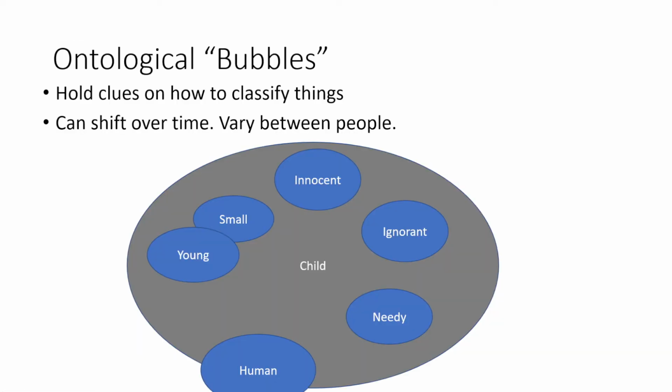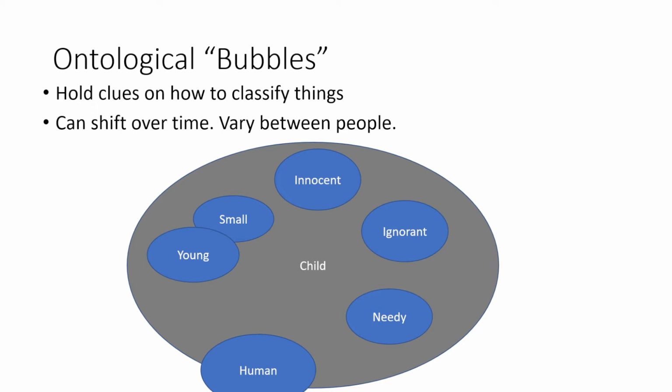Before I start talking about ontological voids, and you're going to get sick of hearing me say the word ontological, we're going to talk about bubbles. Bubbles hold clues on how we classify things. They can shift over time, and they also vary between people. So what I classify as a child, you might not, but they're probably going to be largely the same.